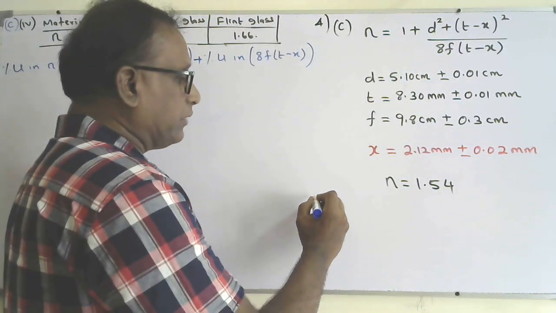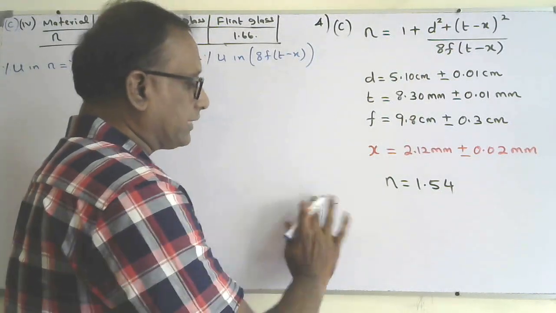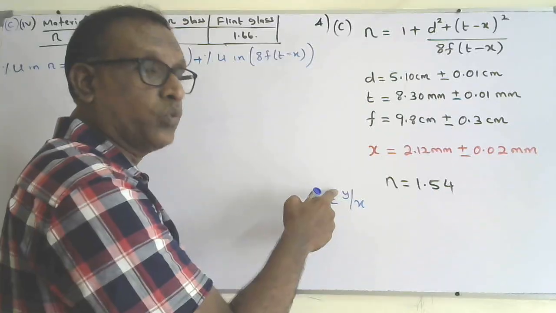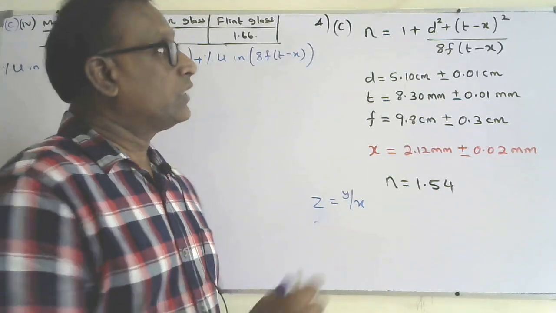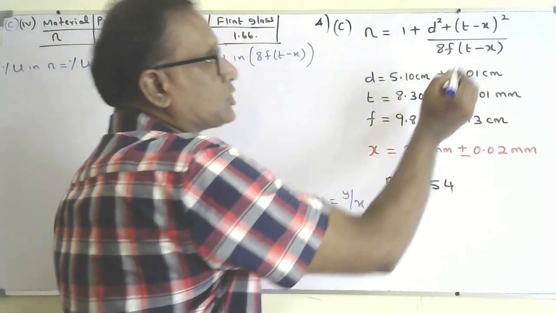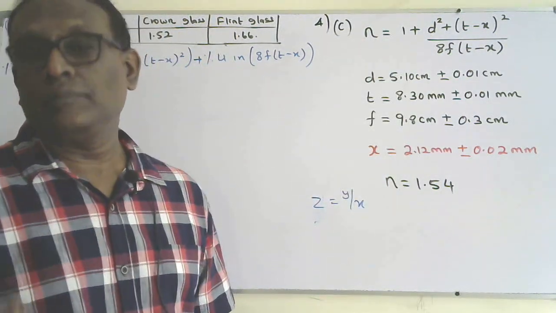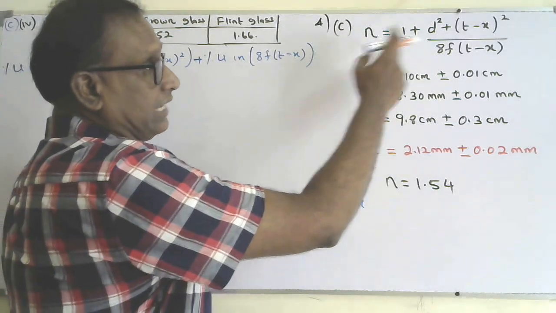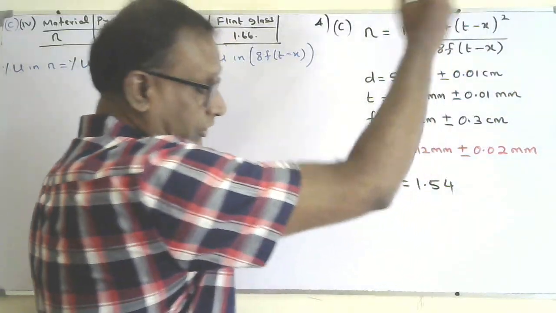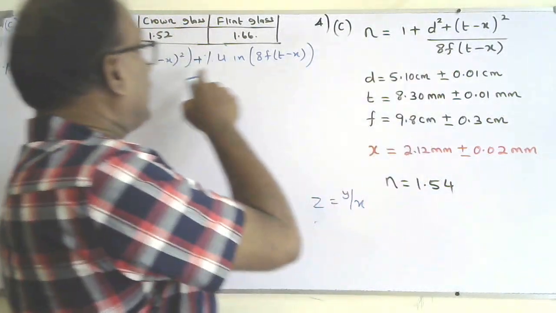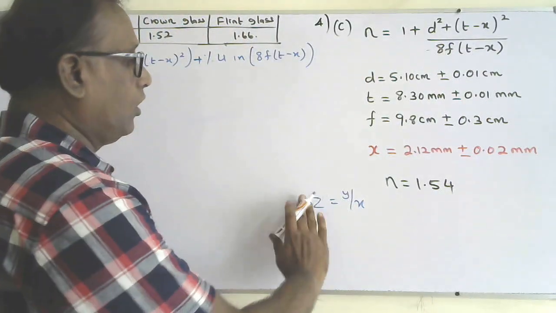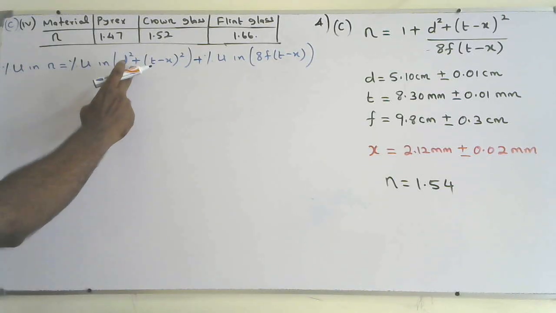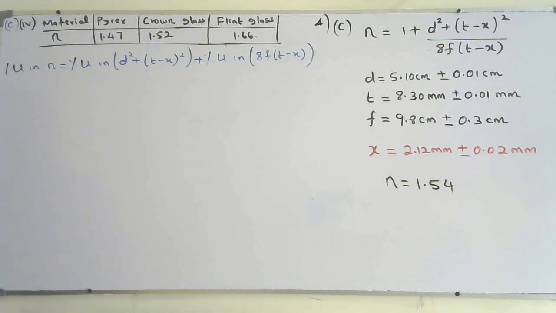I told that in my previous lesson: z equals y over x means percentage uncertainty in z equals percentage uncertainty in y plus percentage uncertainty in x. So here this whole thing is divided by this one. Number one has no percentage uncertainty because it's just a numerical value. So percentage uncertainty in n equals the percentage uncertainty of this numerical value plus the percentage uncertainty of this one. Right, how can we solve this further? The percentage uncertainty of d squared plus (t minus x) all squared.